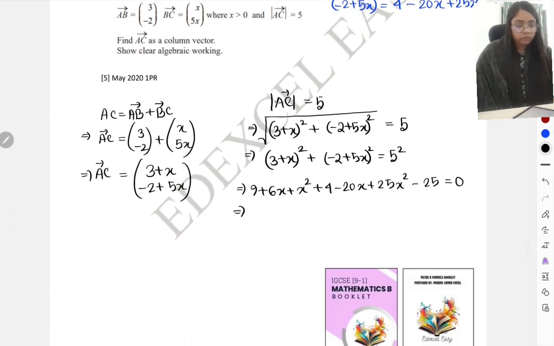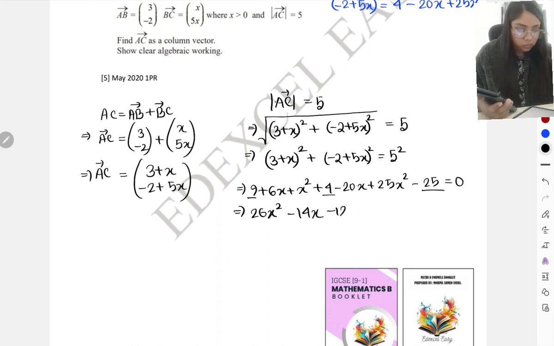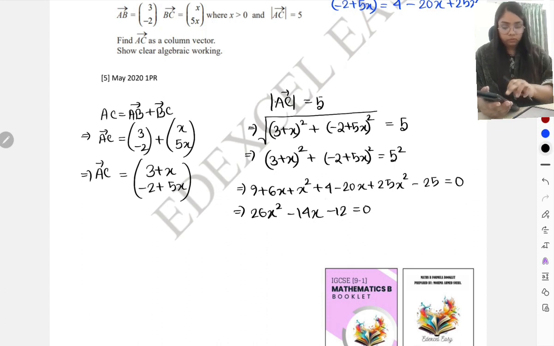You have 25x squared and plus x squared, so it's going to be 26x squared. For x you have 6x and minus 20x, so it's going to be 6 minus 20, that's minus 14x. And for the constants over here you have 9, 4 and negative 25. So 9 plus 4 minus 25 is minus 12. As we can clearly see, this is entirely a quadratic equation that has been formed, and we have to solve it to find out the two values for x, right?